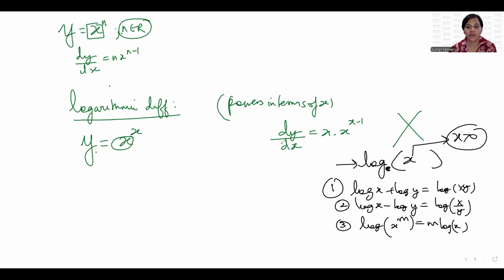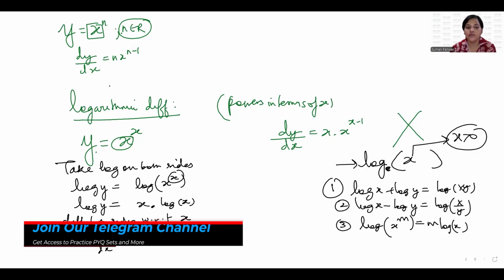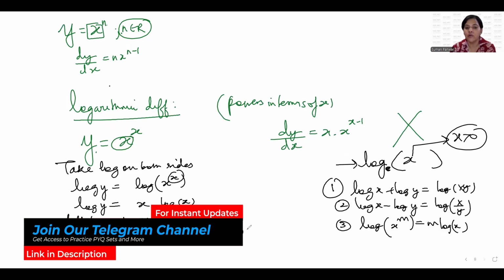So now take log on both sides. When we take log on both the sides, we will have log y is equal to log x power x. Now this is the power, so use the third rule. This will become x into log x. So now differentiate both sides with respect to x. You will have d by dx of log y is equal to d by dx of x into log x.